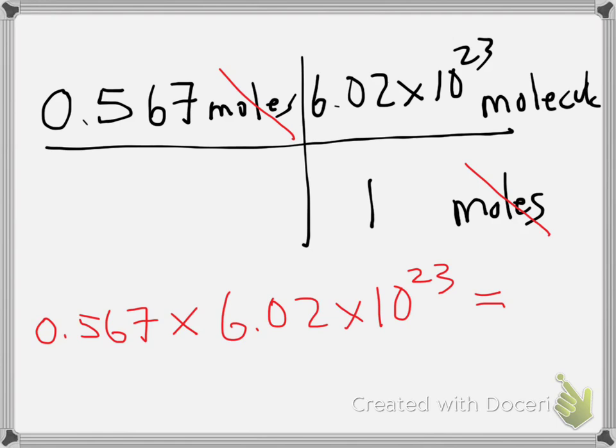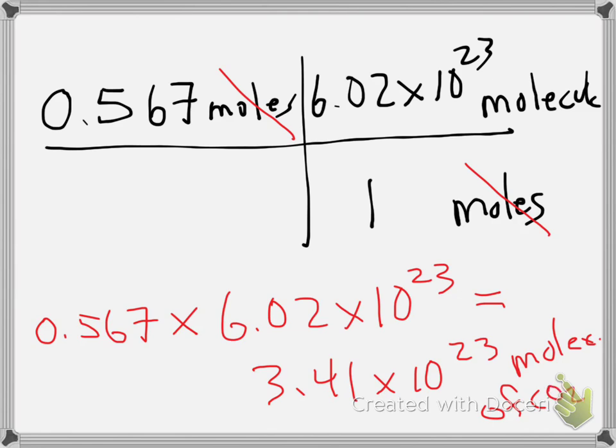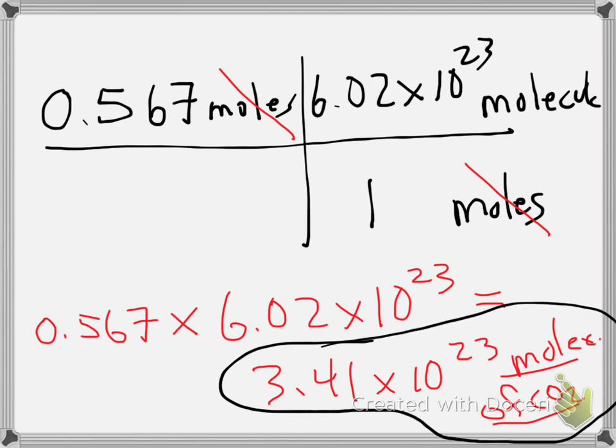Okay, so this is the answer that I got. 3.41 times 10 to the 23rd molecules of CO2. You didn't need to do the molar mass of CO2, but you simply need to recognize that it's 3.41 times 10 to the 23rd molecules of CO2. Okay?